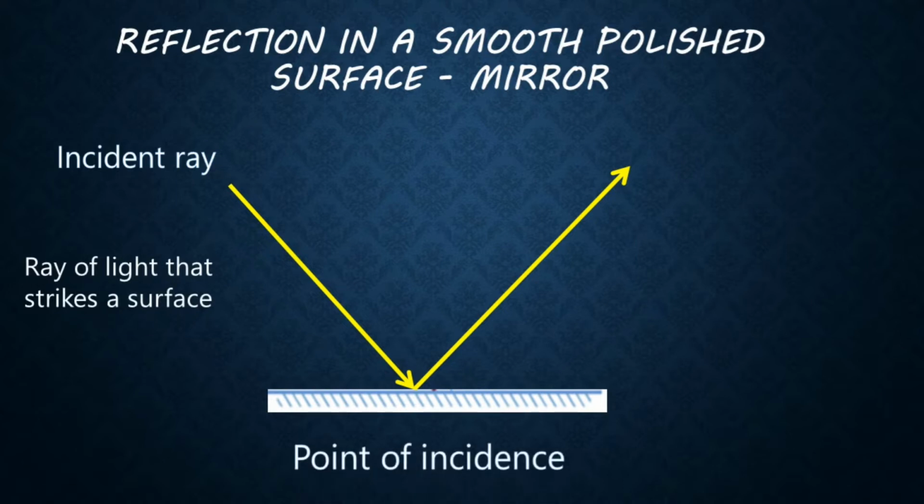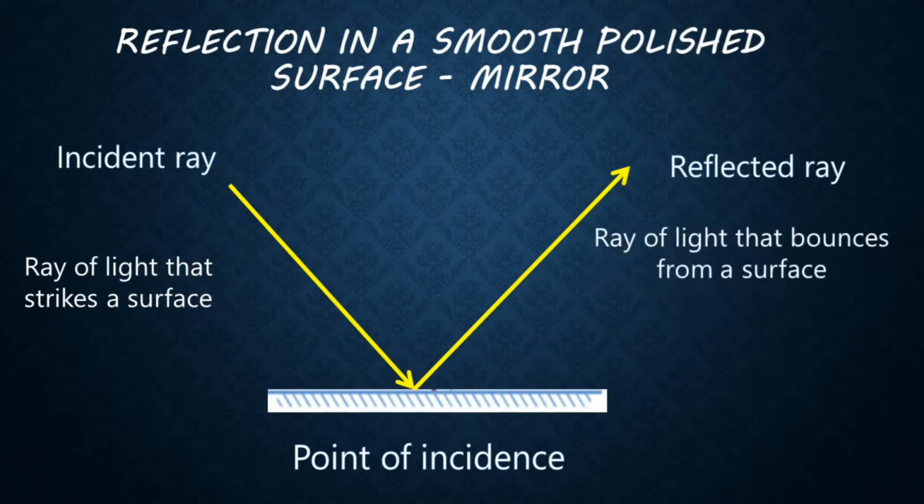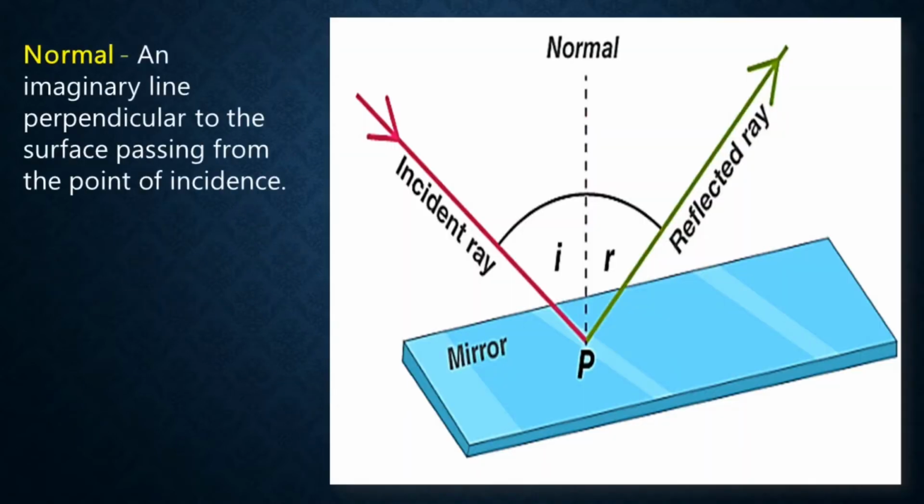As soon as the incident ray strikes the surface, it bounces back, and this ray of light which bounces back from the surface is called the reflected ray. So, reflected ray is a ray that bounces from a surface. Now let's draw a perpendicular line, that is an imaginary perpendicular line passing through the point of incidence. This imaginary perpendicular line passing through the point of incidence is called the normal.